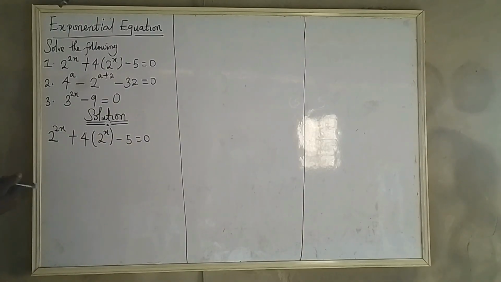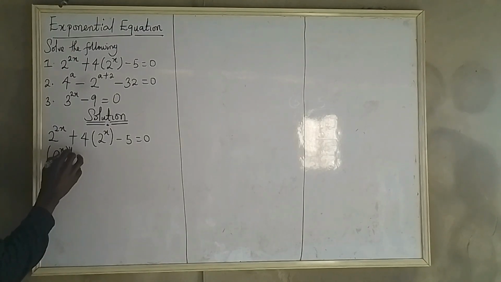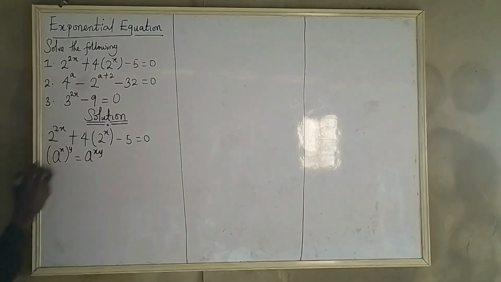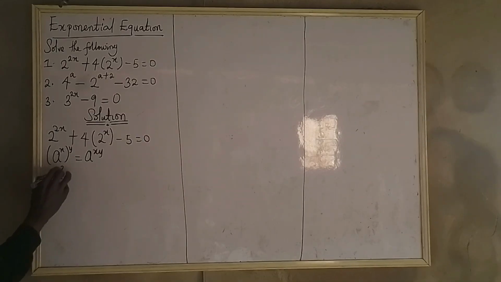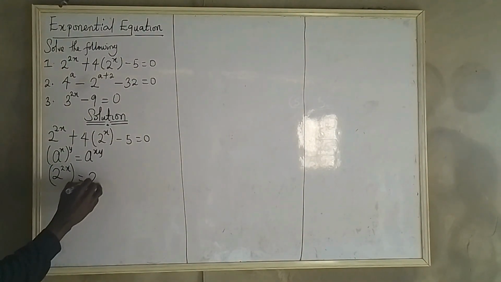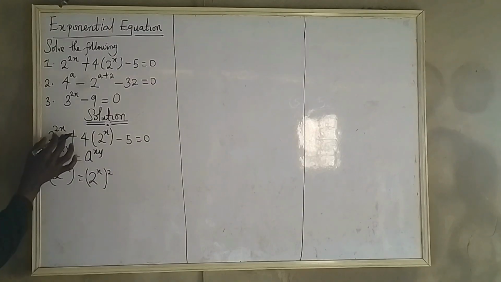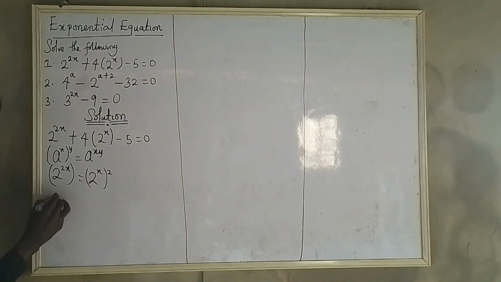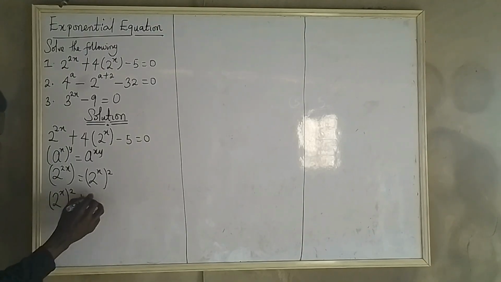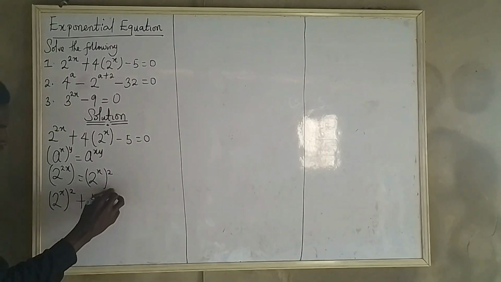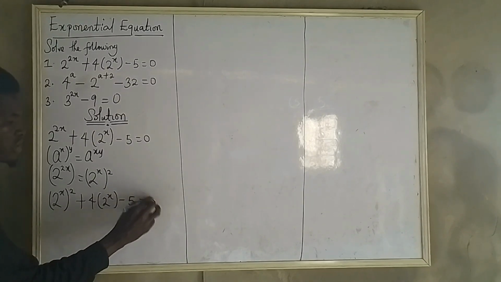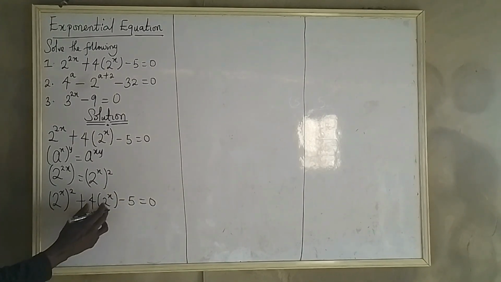Now remember the power law. Power law says that if I have a raised to the power x multiplied by y, it is the same thing as a raised to the power xy. That means I'm going to change this 2 raised to the power 2x. I can change it to become 2 raised to the power x multiplied by 2. It is still the same thing as 2 times x, 2x. That means anywhere I see this thing now, I will put this. So I'm going to have 2 raised to the power x, all raised to the power 2, plus 4 into 2 raised to the power x minus 5 equals 0.